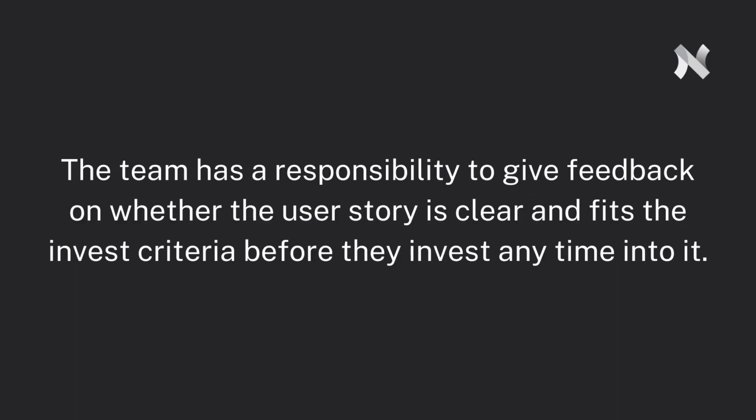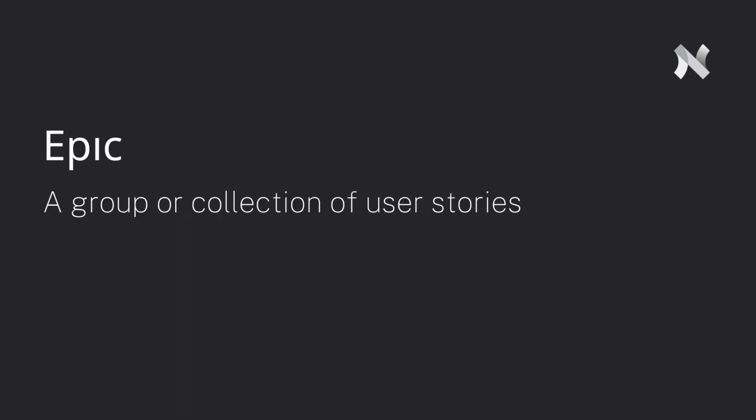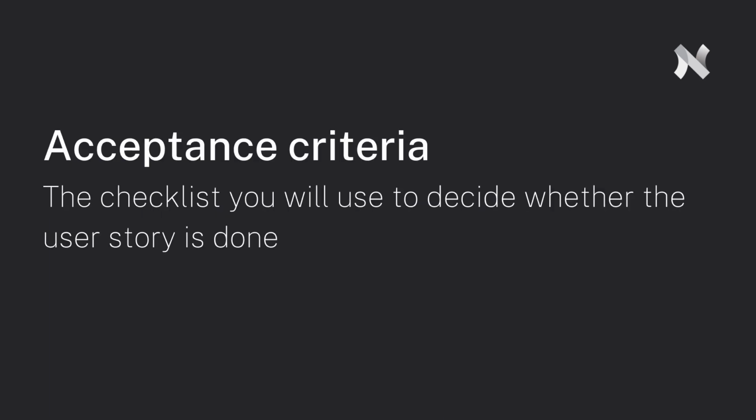While the product owner is the main person responsible for writing user stories, the team has a responsibility to give feedback on whether the user story is clear and fits the INVEST criteria before they invest any time into it. In addition to user stories, you need to know the term epic, which simply represents a group or collection of user stories. With a user story, the product owner creates something called the acceptance criteria, which is essentially the checklist you will use to decide whether the user story is done. To have a completed user story, you must meet the acceptance criteria checklist.